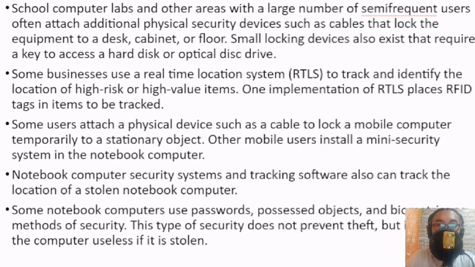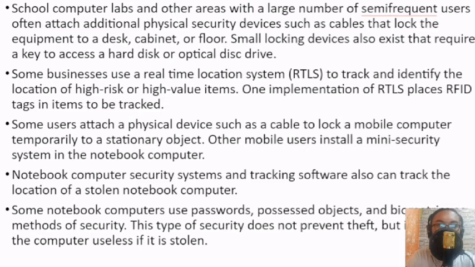Some users attach a physical device such as a cable to lock a mobile computer temporarily to a stationary object. Other mobile users install a mini security system in the notebook computer. Some devices have it already as a default option for extra security. Notebook computer security systems and tracking software also can track the location of a stolen notebook computer.